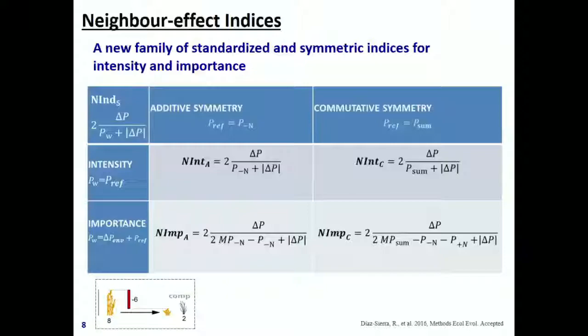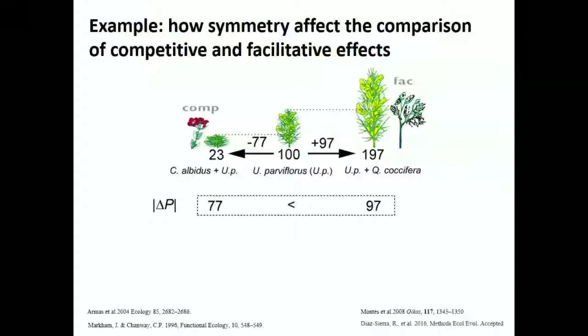Okay, and just an example of the effect of these new indices. I go for how symmetry affects the comparison of facilitative and competitive effects. Taking values from Montes et al., who had pairwise interactions between Mediterranean plants, we had this example of this plant. We choose 100 just to make it easier, for the biomass of the plant alone. And then with a facilitator, there is an increment of 97 units of biomass. With a competitor, there's a decrease of 77.